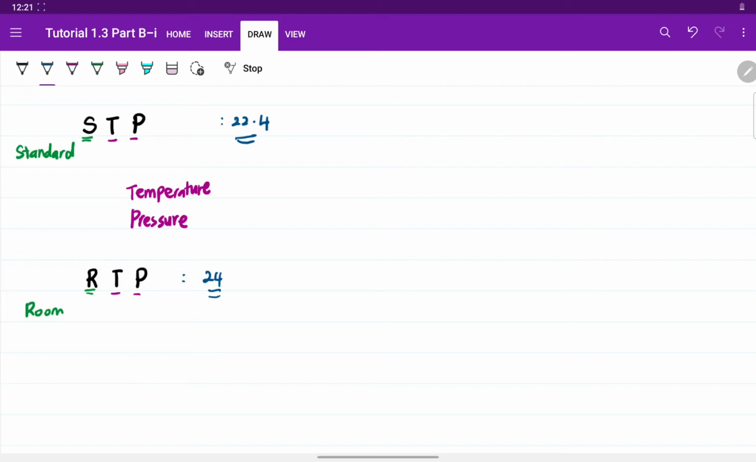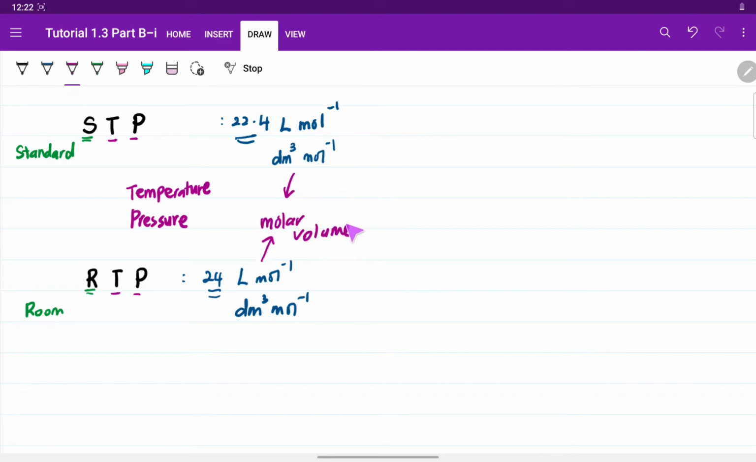Kalau awak check balik dia punya unit, dia akan bagi awak dalam unit mole per liter. Okay, sorry, it's not mole per liter. Liter per mole. Atau kalau dekat sekolah dulu, maybe you use dm cube per mole. Dan 24 pun sama juga, liter per mole ataupun dm cube per mole. Apa maksud dua benda ni? Apa maksud unit ni? So, this unit, we call it as the molar volume.